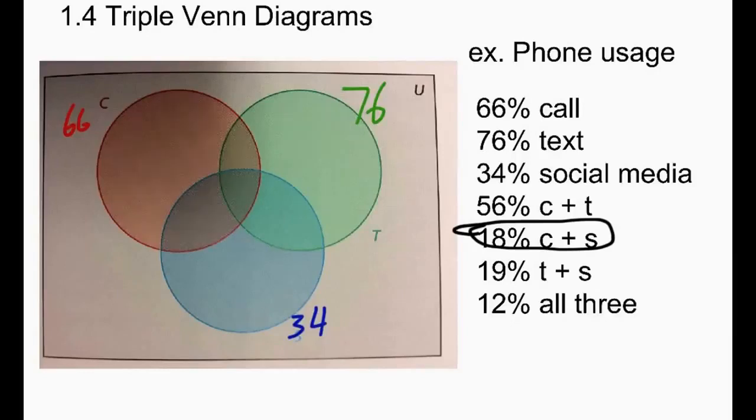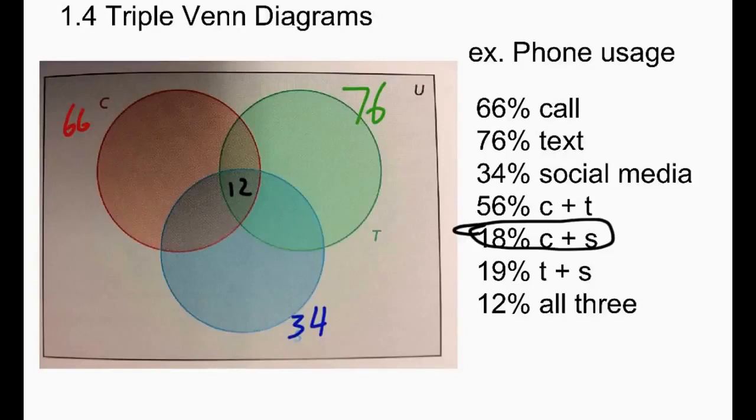The key one to this one is it says 12% of the people do all three. So that one's easy. That's going to be where the triple overlap occurs. So 12% has to be there in the middle. Some questions you'll get will be like this, where they give you the middle and you want to work your way outwards. Other ones, they give you the outside stuff and you have to work your way to the middle. So let's do this one.